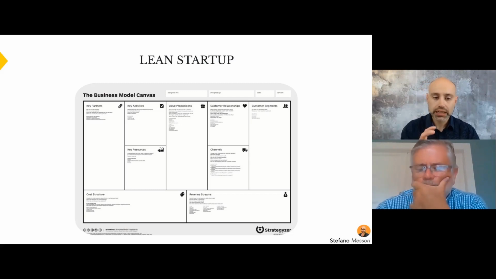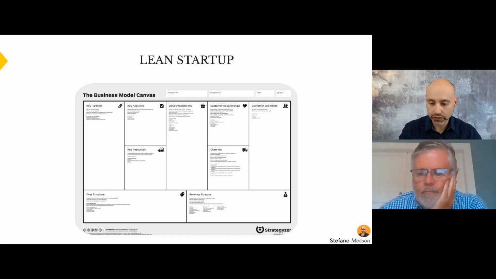Now, if you are just a startup, I would suggest another framework. I'll type it here in the chat. It's called the Lean Canvas. That is another framework. It looks similar to this, but there is more of a design approach. So the left side of this chart will be more focused on the user.